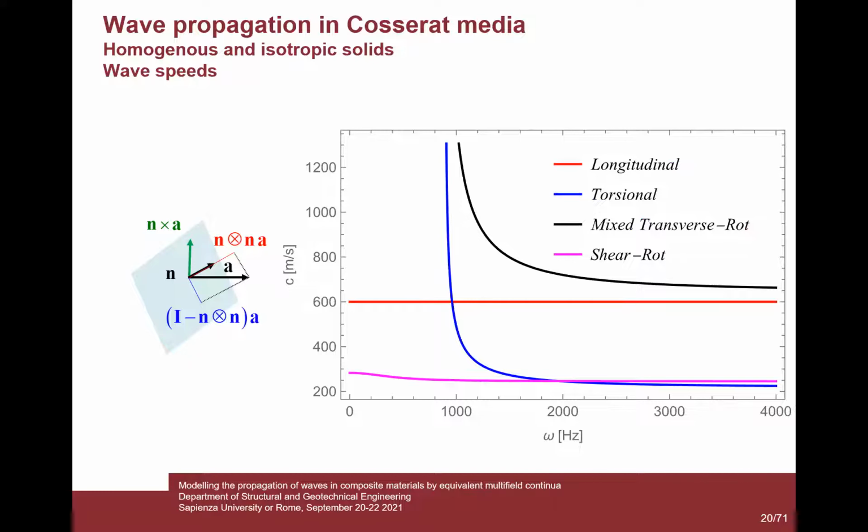And the phase speed has this form. Again, longitudinal wave, constant speed, no dispersion. Purple waves, shear torsion, small dispersion, almost constant. This other torsional and mixed transverse rotation wave, like those bending-like waves, is strongly dispersive. You see here all this area for frequencies smaller than 1000 Hertz, no propagation, meaning that there is this band gap.